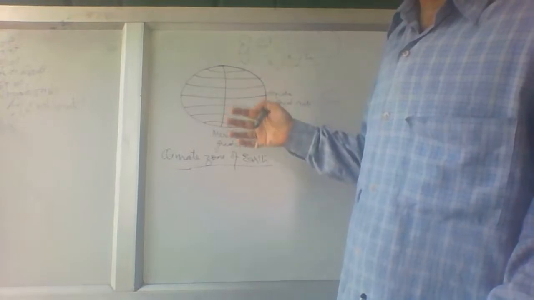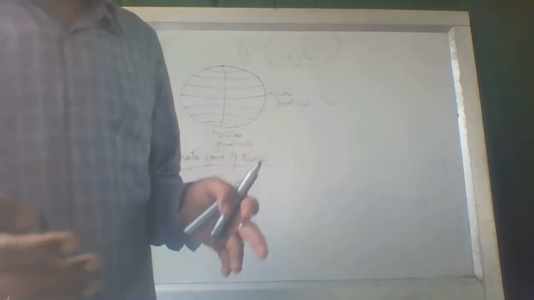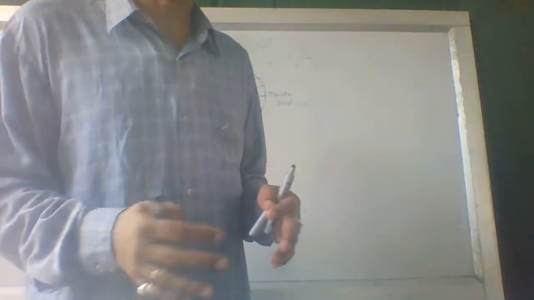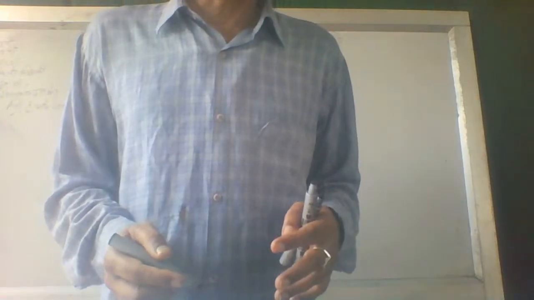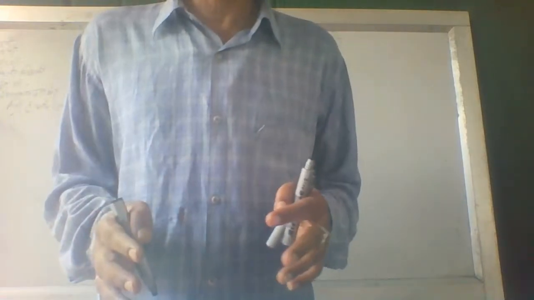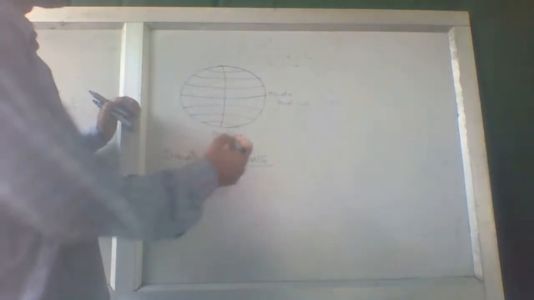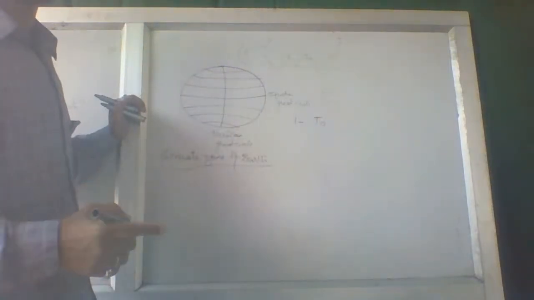The main heat zones are known as the torrid or tropical zone, temperate zones, and frigid zones. You have come to know the frigid zone means the coolest one, then temperate zones, and heated zones. First, we will understand about the torrid or the tropical zone. First is torrid, T-O-R-R-I-D.